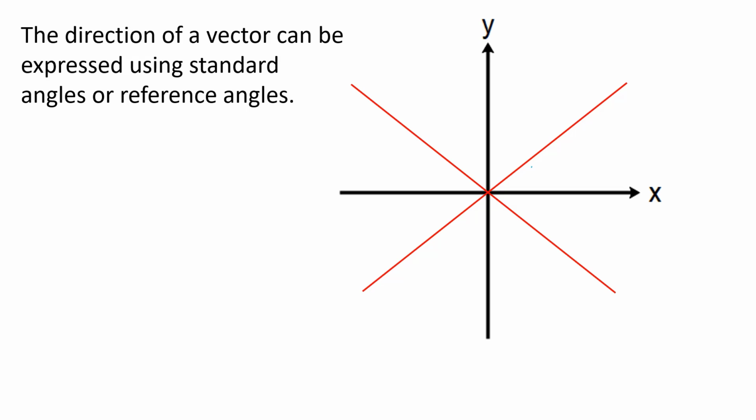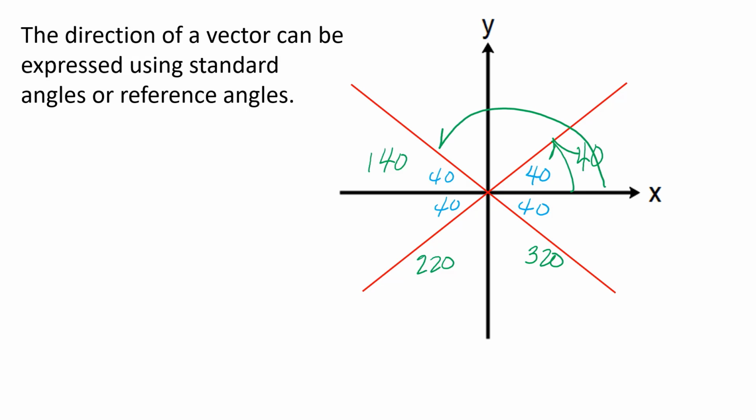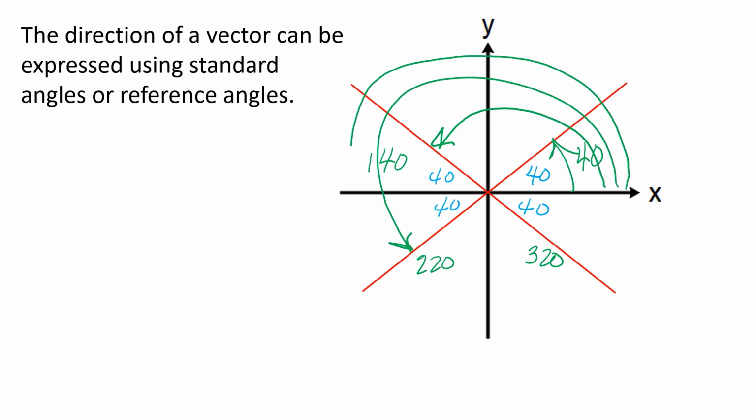All right, so let's try that again with 40 degrees. Let's do the standard angle in green. The standard angle here is going to be 40. In the second quadrant, this is going to be 140. This one's going to be 220. And this one's going to be 320. So here's your standard angle, here's your standard angle, there's the standard angle, and there's your standard angle.